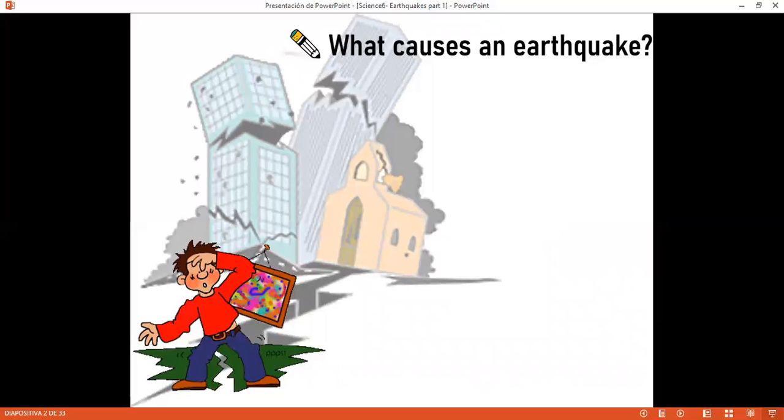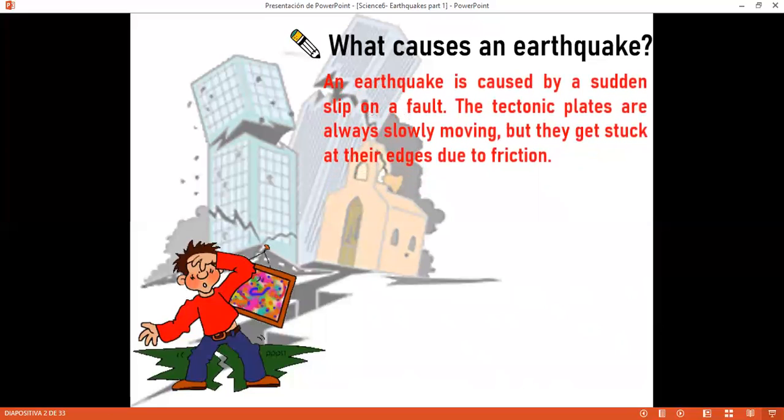But what causes an earthquake? What makes the earth shake? Well, the earthquake is caused by a sudden slip on a fault. Remember that we talked about faults when we were seeing the plate tectonics? Yes, the tectonic plates are always slowly moving, remember, due to the mantle that is semi liquid, but they get stuck sometimes at their edges.